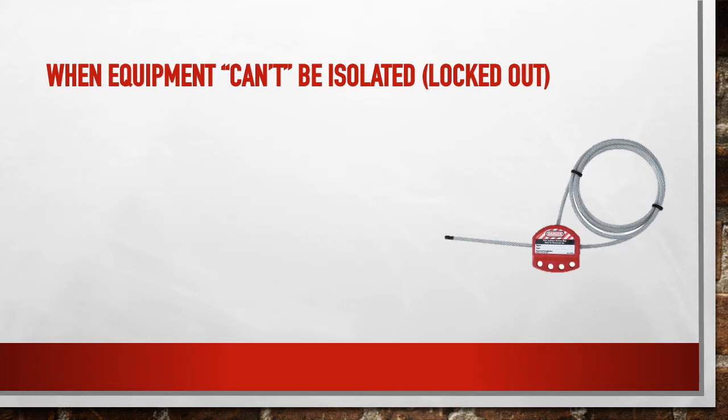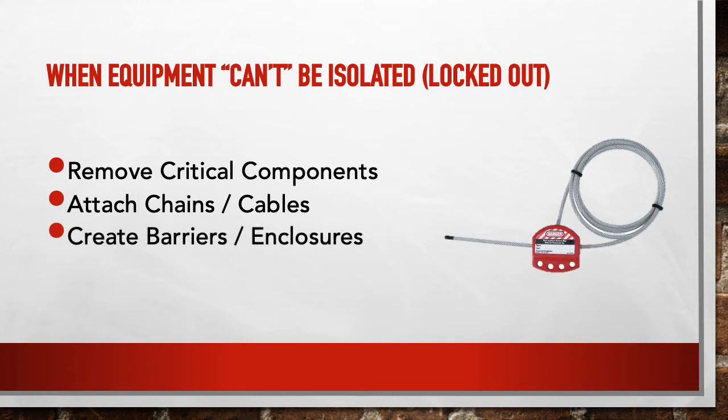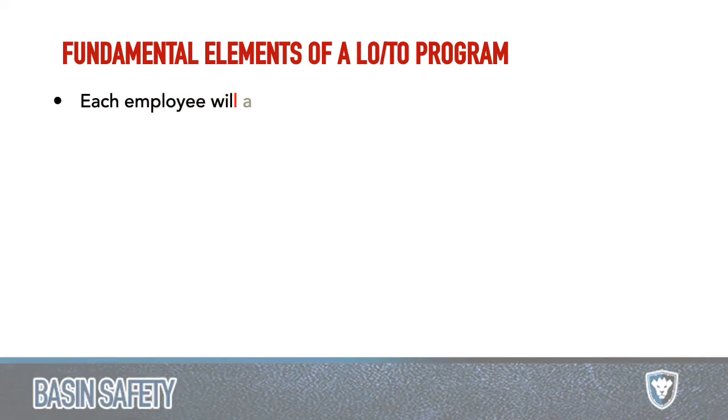So there are certain instances where things can't be locked out. There's no lock receptacle in order to place a lock. So in those cases, you need to remove critical components, if possible. For example, in a vehicle, attach chains and cables. I'm thinking of a pumping unit here, to lock out the weight so that they don't spin. You set them and then chain them out so that they can't move. That's just another example. Or also create barriers and enclosures so people can't enter into an area where energy could be released and hurt somebody.